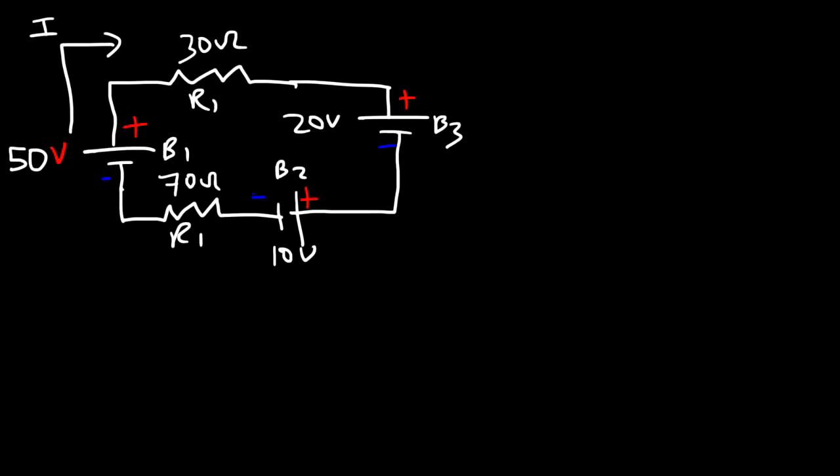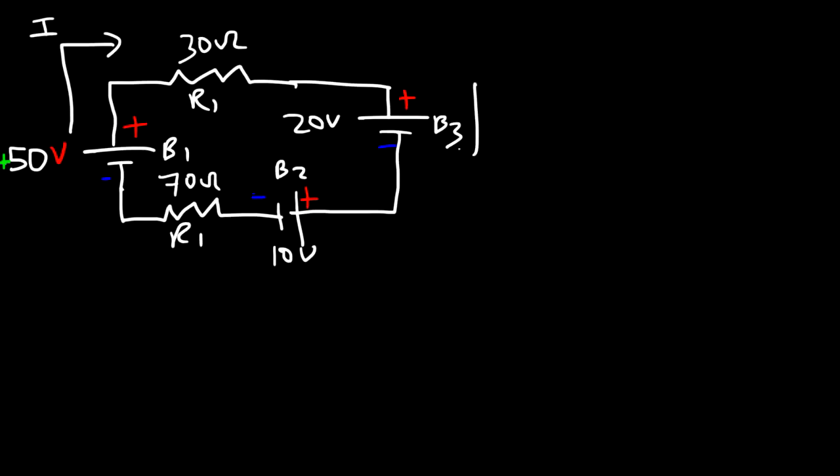Now let's go ahead and calculate the current. So this battery will create a positive contribution to the circuit. It's going to increase the energy of the circuit. So we're going to say it's positive 50.